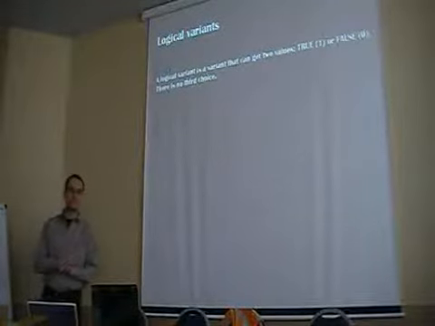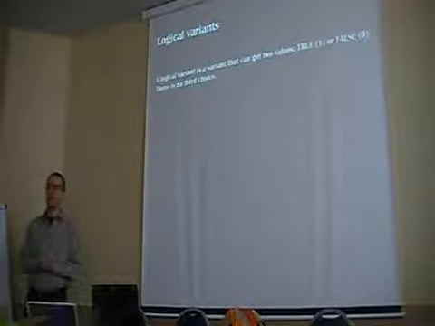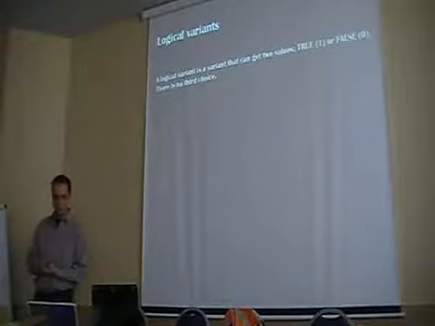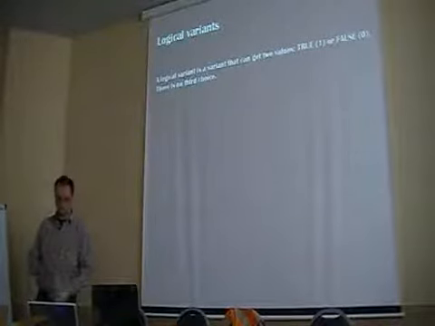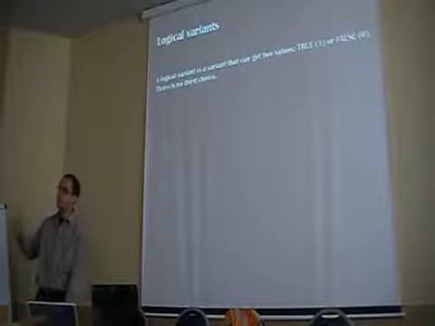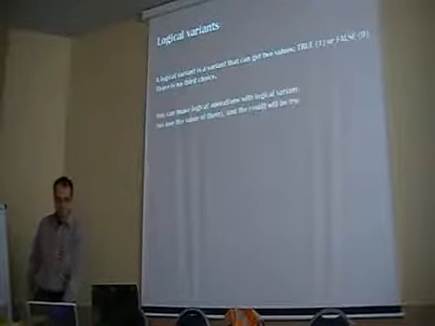It's very simple, because it's a variant, it can have only two values, true or false. In most cases we use the sign 1 for true and 0 for false. There's no third choice. That means if a variant could get another value, it couldn't be a logical variant.